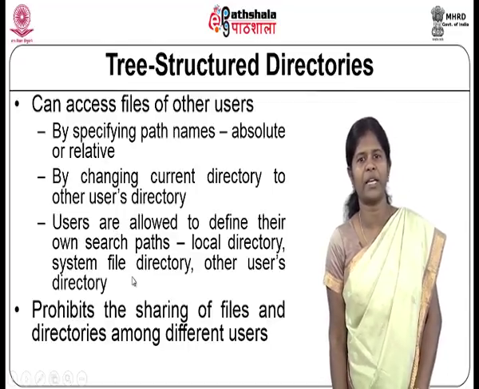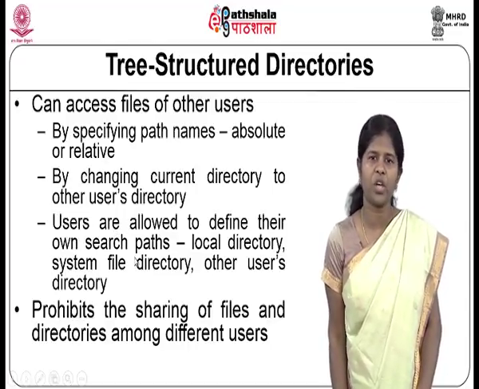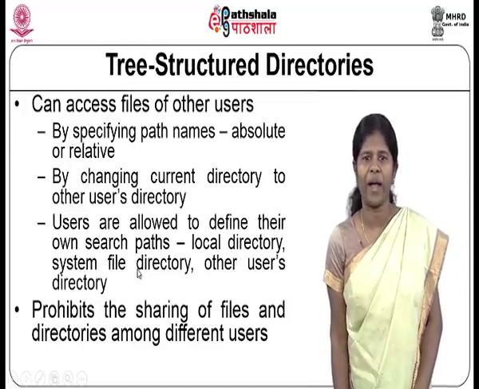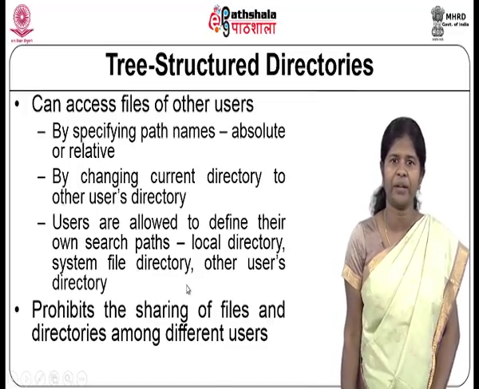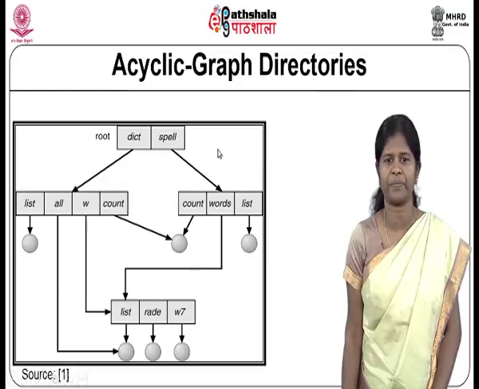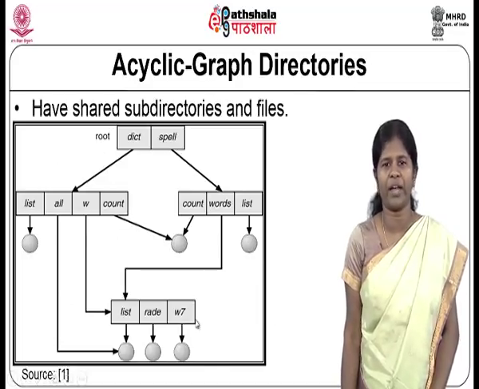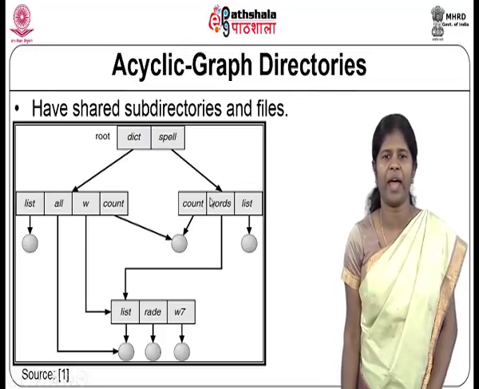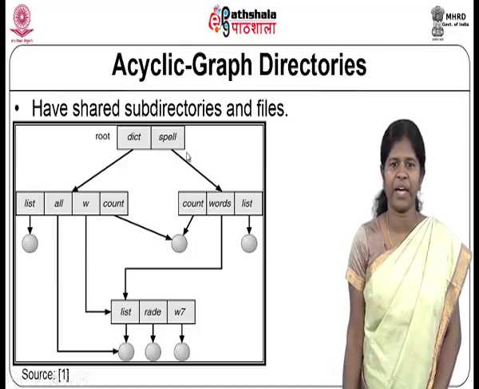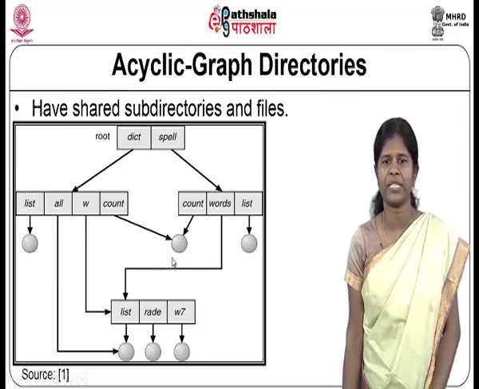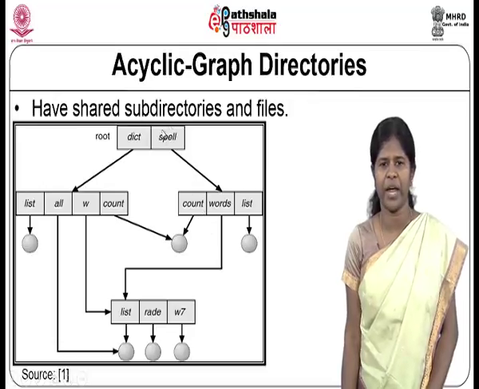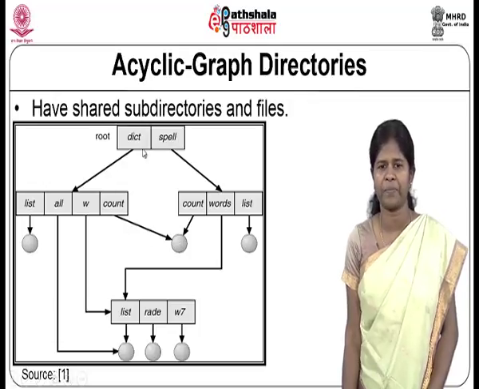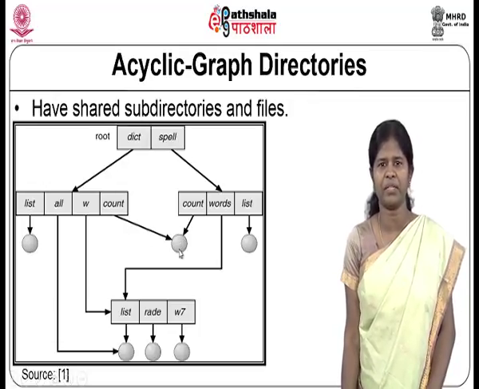But the problem here is that this tree structure directory does not allow the sharing of files and directories among different users. That is, one file may not be shared by different users. So, they came up with a different kind of structure called acyclic graph directories. In this, you can have shared subdirectories and files. Here you see that this file called count is shared by this directory spell as well as by this directory called dict. So, both the directories are sharing the same file.